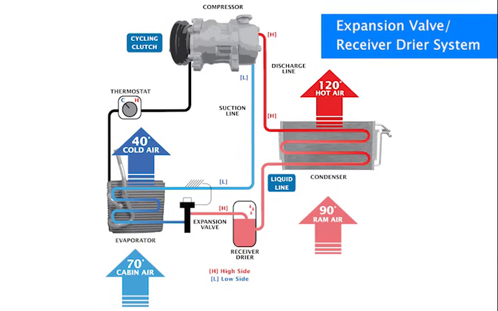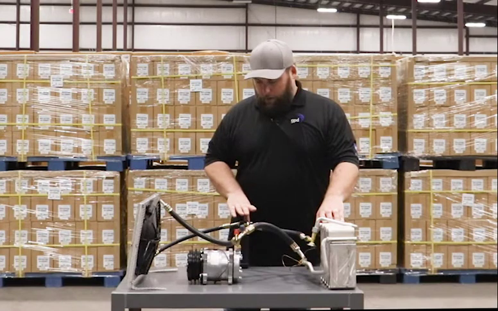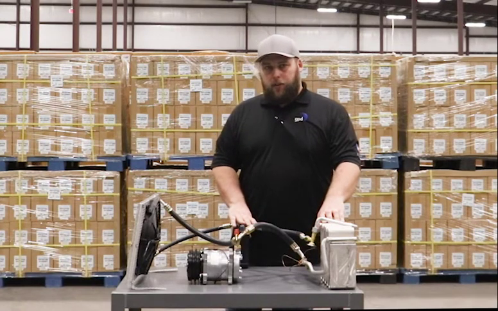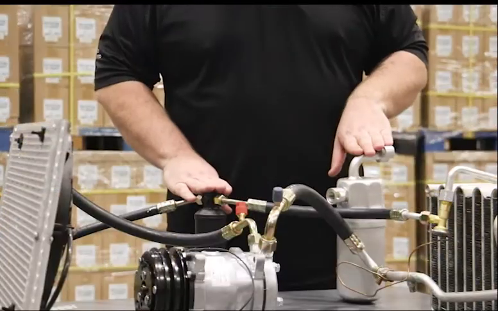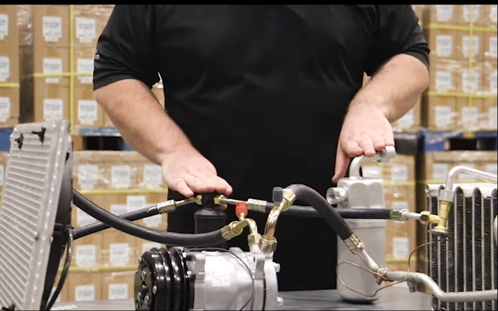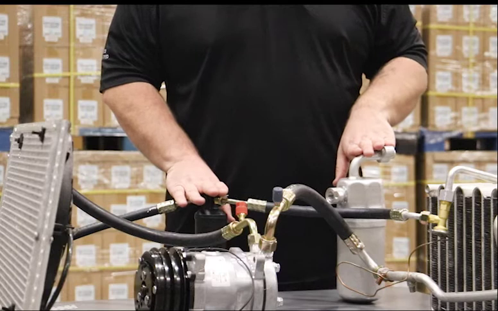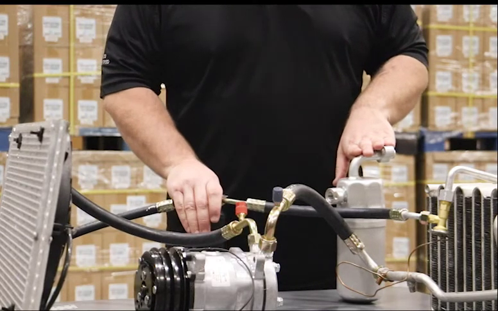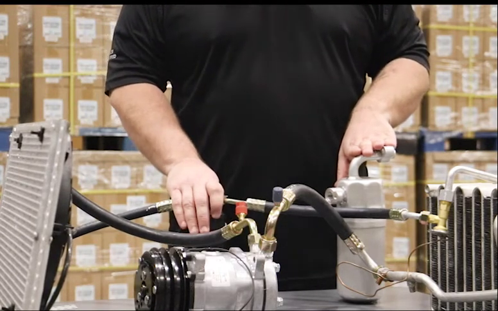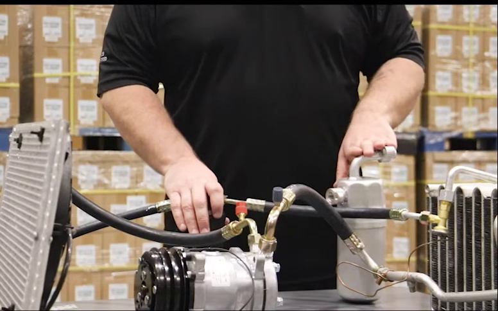This type is an expansion valve dryer system. The difference in here, you have a dryer in the liquid line to take any moisture out of the system. The difference between the dryer and the accumulator, a dryer just basically has a desiccant in it that would take any moisture out of the system. Plus, it also has some filtering properties that would keep any debris from moving throughout the system.